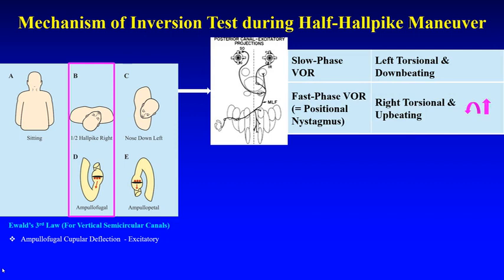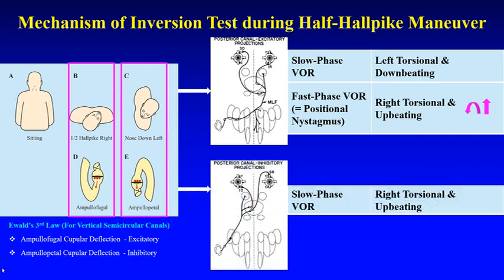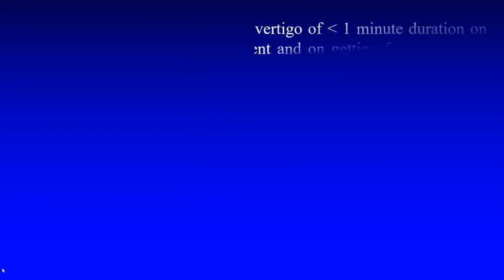As the nose down to the left is done, there is an inhibitory ampulopetal cupular deflection, and the inhibitory projections from the right posterior semicircular canal are to the right inferior oblique and left superior rectus, generating a slow phase VOR which is right torsional and upbeating. The fast phase VOR, which is a positional nystagmus or an inversion nystagmus, is therefore left torsional and downbeating, as we had seen during the inversion in the previous slide.